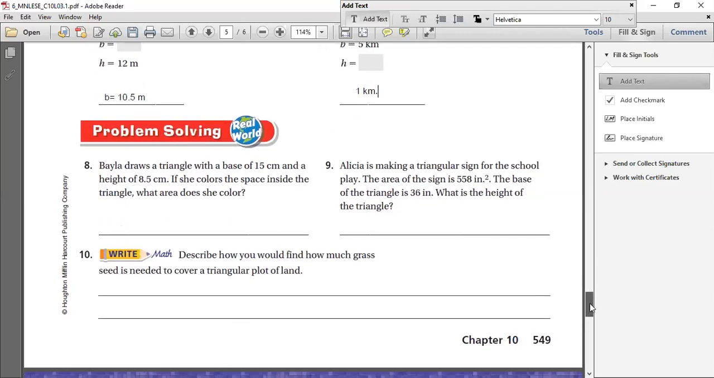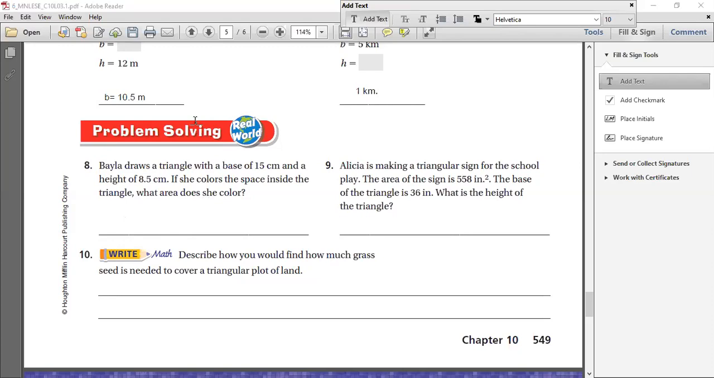Okay, let's see question number 8. Baila draws a triangle with a base of 15 centimeter and a height of 8.5 centimeter. So the base is given, height is given. If she colors the space inside the triangle, what area does she color? So simply you have to find the area. So what you will do, A equals half BH. So area is going to be equal to half multiplied by 15 multiplied by 8.5.